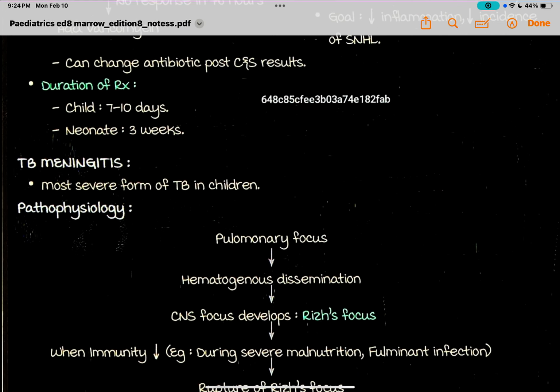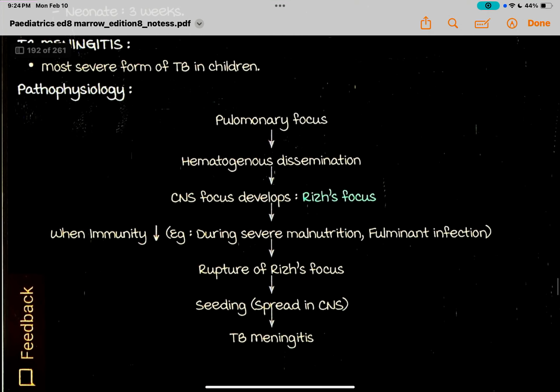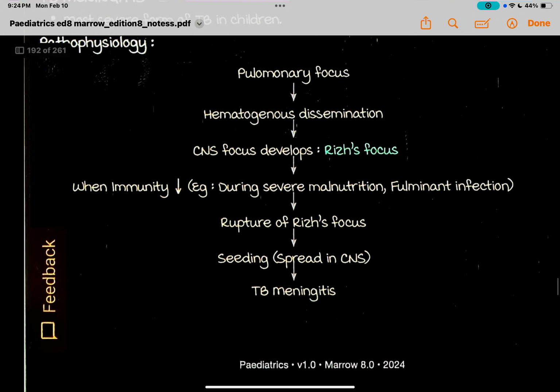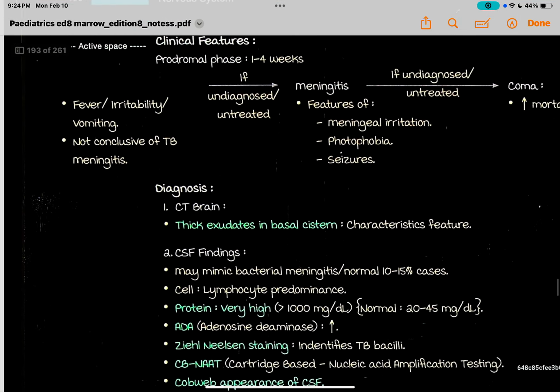For children you have to treat them for 1 week or so, and for neonates close to 1 month, 3 weeks. TB meningitis is the most severe form of TB in children. Pathophysiology: pulmonary focus, hematogenous dissemination, and a CNS focus develops, called the Rich focus. When immunity decreases, for example during severe malnutrition or fulminant infection, the Rich focus ruptures, seeding spreads in the CNS and causes TB meningitis.